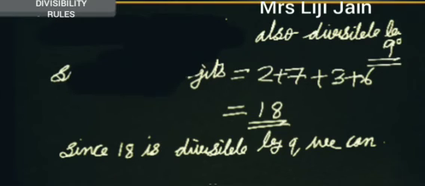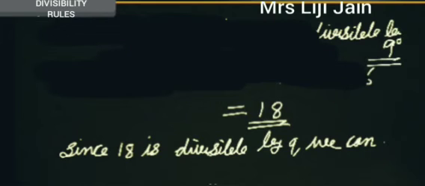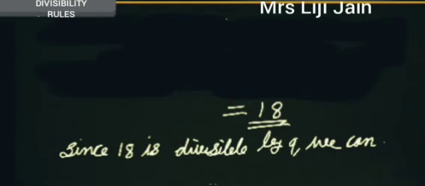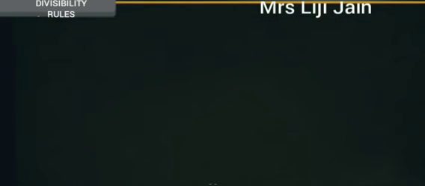What is the rule of divisibility by 10? We all know the rule of divisibility by 10. Yes, a given number is divisible by 10 if its last digit is 0. That's all. That is the rule of divisibility by 10. Okay, now let's write the rule of divisibility by 10.